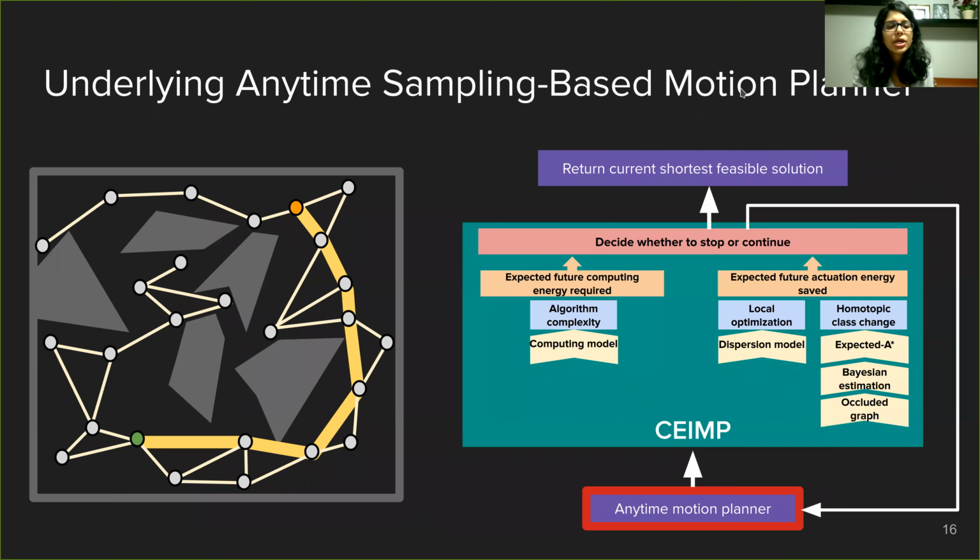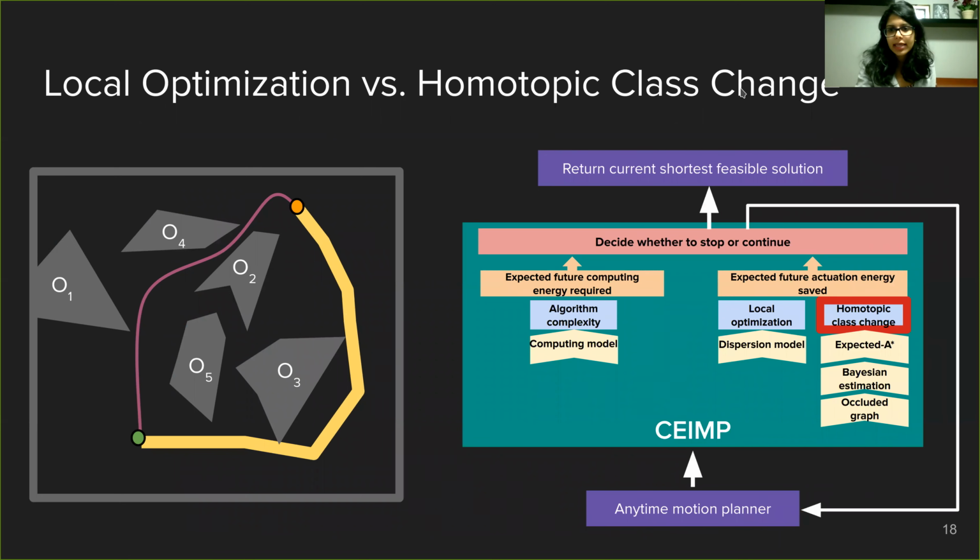So in this example, we have an environment where the obstacles are in gray, and we have a toy example of a PRM star motion planner. It's sampled a batch of nodes, and it's returned to us the best feasible path, which is in bold. CEIMP takes that information, and to predict the actuation energy saved, it needs to consider potential actuation energy saved from a homotopic class change in the future.